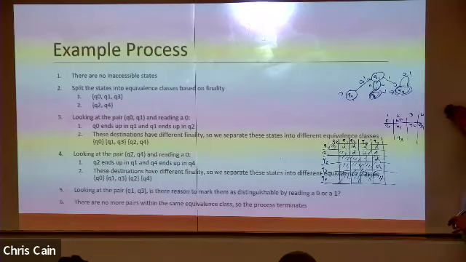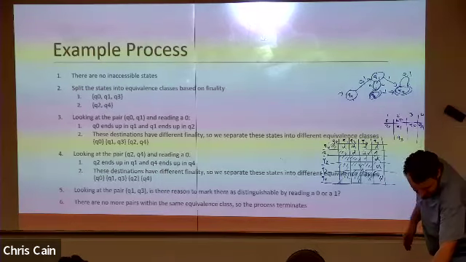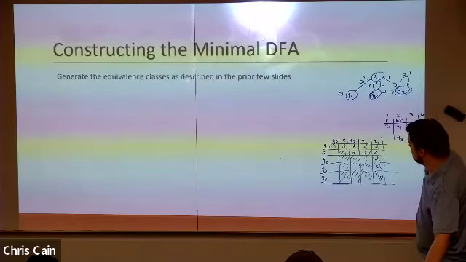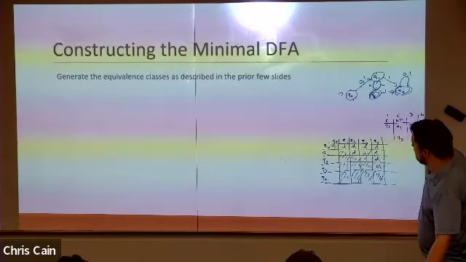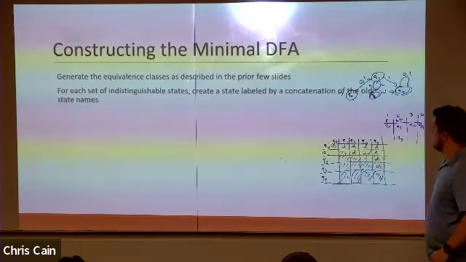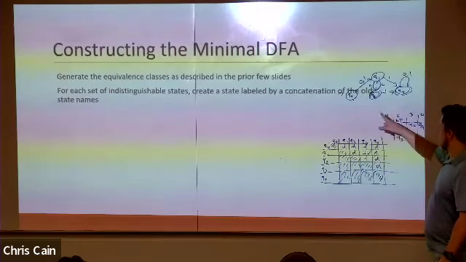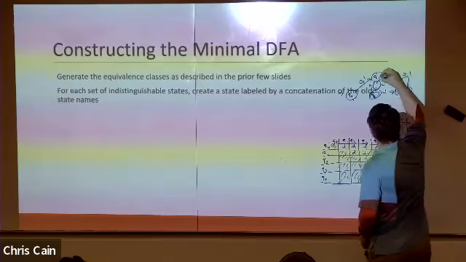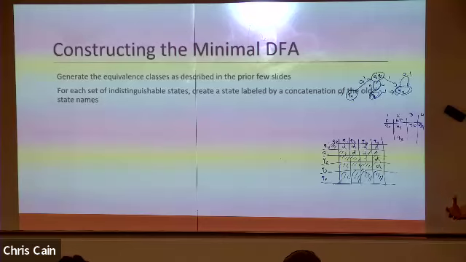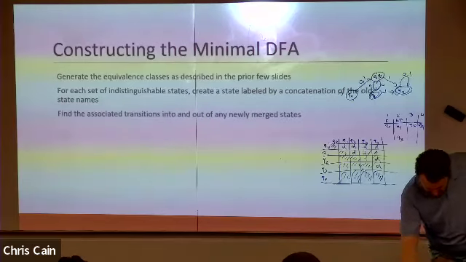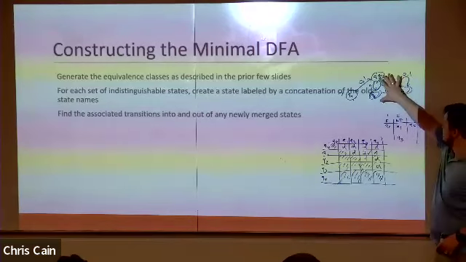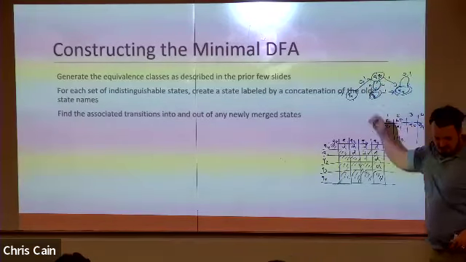All right. Last minute questions or clarifications? I'll just quickly go through the last couple of slides here. How do you construct the minimal DFA, generate the equivalence classes for each set of indistinguishable states? We are going to concatenate the old state names, so you could actually write Q1, Q3, because basically we combine them into one, along with all associated transitions in and out of any newly merged states. So the transitions that were in and out, we're going to combine them.